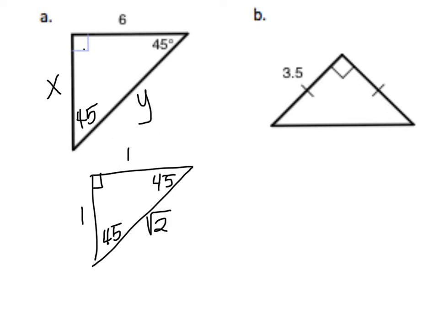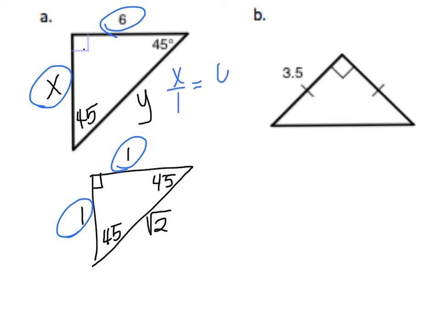So if I go ahead and try and find x first, and I know the side length is 6, that's the same length as the other two legs on the other triangle. So I'm going to set up a proportion using x over 1 equals 6 over 1 and cross multiply here. So this one's simple. x is just going to equal 6.